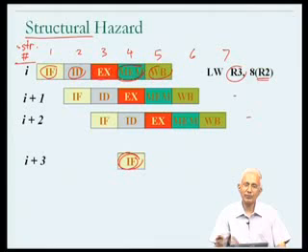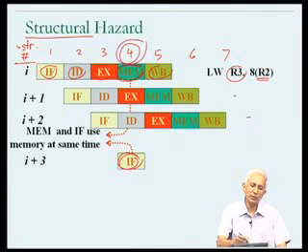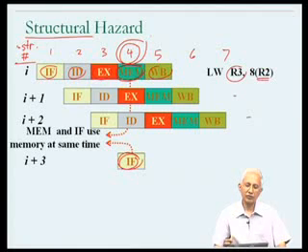What is instruction I plus 3 doing? It is being fetched. And once again, we understand that in order to be fetched, if main memory is not going to be used, then instruction I plus 3 must be using the cache memory. So here we have what may be called a structural hazard. We have a situation where in cycle number 4, in other words, at the same time, instruction I and instruction I plus 3 both need to use memory.